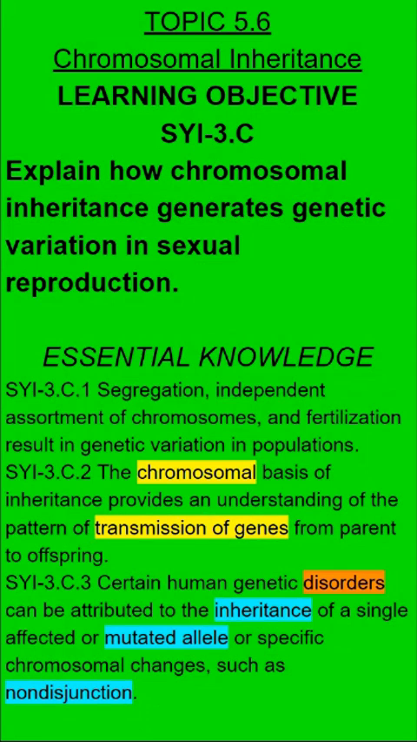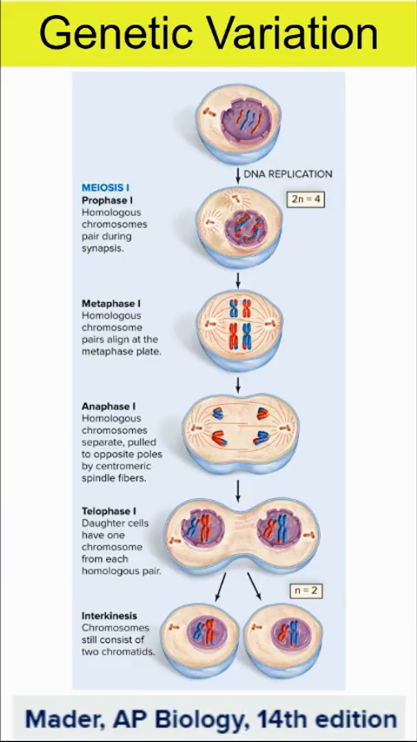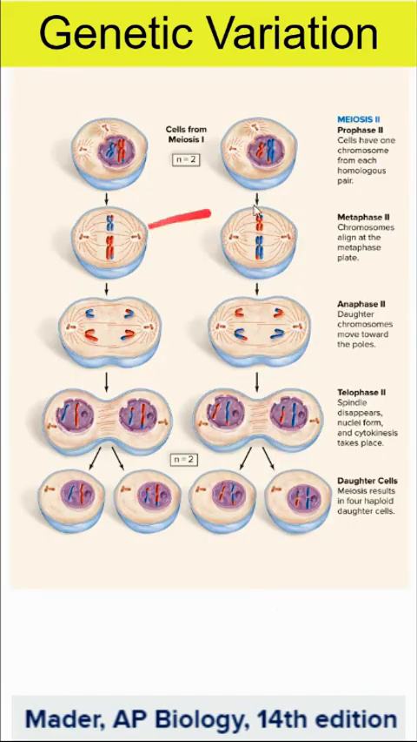Chromosomal inheritance helps us understand the transmission of genes, and a lot of disorders have to do with the inheritance of mutated alleles or non-disjunction. So again, genetic variation comes from meiosis. During meiosis 1, during synapsis, we can have crossing over, but ultimately we mix up and separate these homologous chromosomes. As we continue on in meiosis 2, we separate those sister chromatids and end up with daughter cells that are all unique.